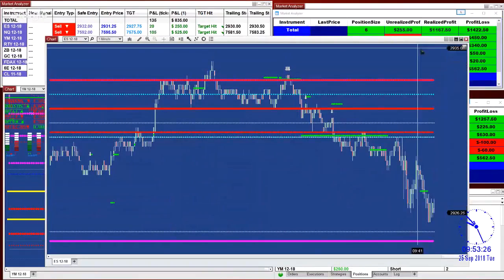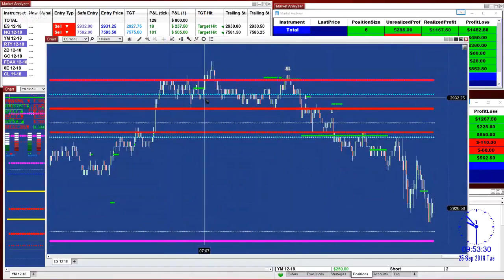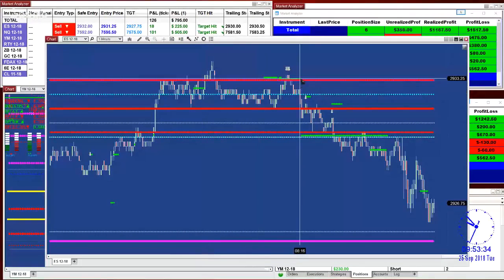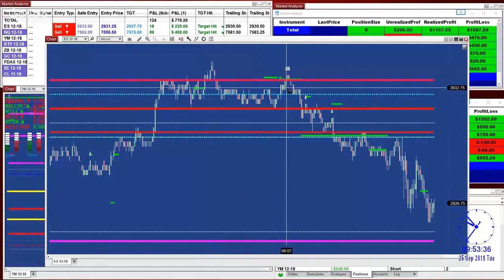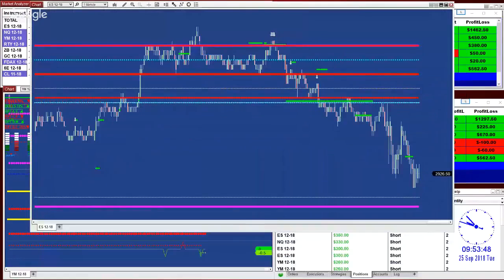As an example, earlier today the ES was in a really nasty chop. You know, it got stuck in this channel here between the support and the resistance, and once the market gets stuck in an area, you should not be auto trading it, and you should not be trading it at all.